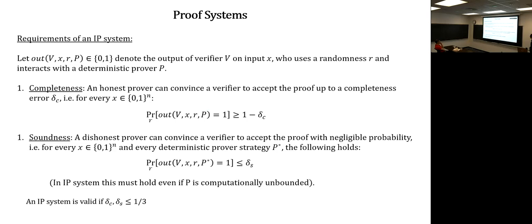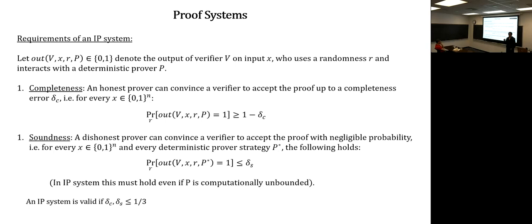What are the security requirements of an interactive proof system? Here we need to fix some notation. Let's denote by out(V, X, R, P) the output of the verifier in this interactive protocol on input X, who also uses some randomness R and interacts with the deterministic prover P. The two security requirements that we are looking into are completeness and soundness. Completeness basically is the same as correctness of a proof system. It means that an honest prover can convince a verifier to accept a proof up to some small completeness error.